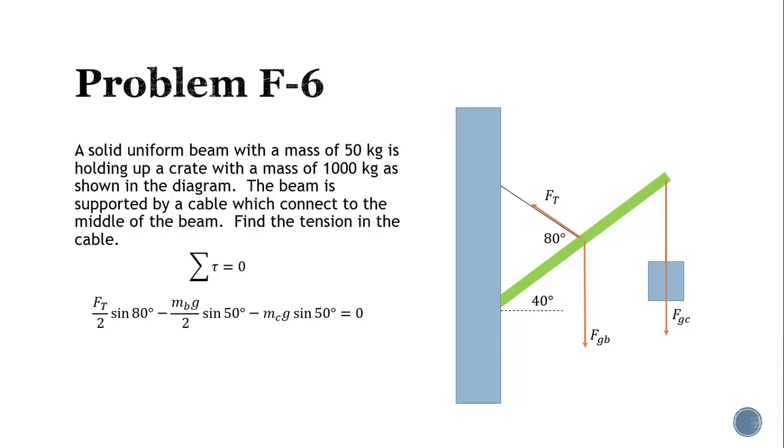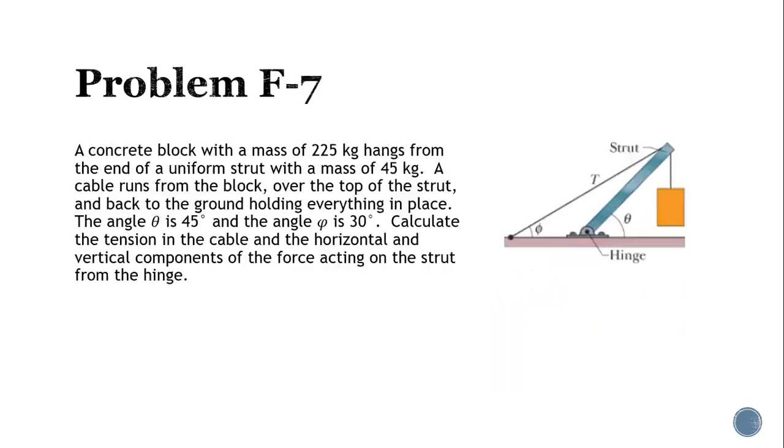So now we can solve for tension. Add those other two forces to the other side. And it looks like multiply by 2 and divide by the sine of 80. And so if you work it out, what you find is that the tension in that cable has to be 15,600 newtons. So that's another way of working through a problem using static equilibrium.